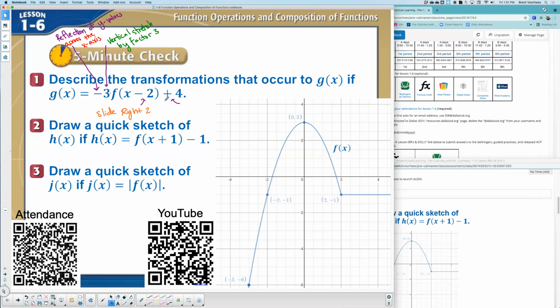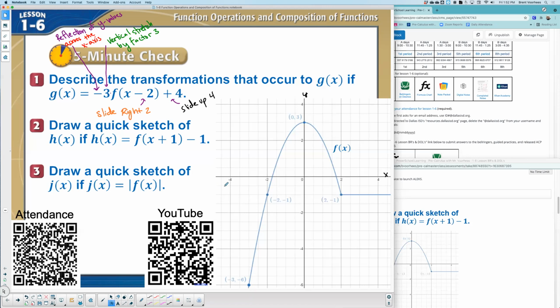Plus 4. I'm sorry, plus 4 on the outside. Is that vertical or horizontal? If it's on the outside, it is vertical, which means up or down. Do our Y's lie to us or tell us the truth? Tells us the truth. Our Y's tell us the truth. That's why we marry them. So this will go up 4 units, slide up 4 units. And so that would be our 4 transformations there, written out in English.